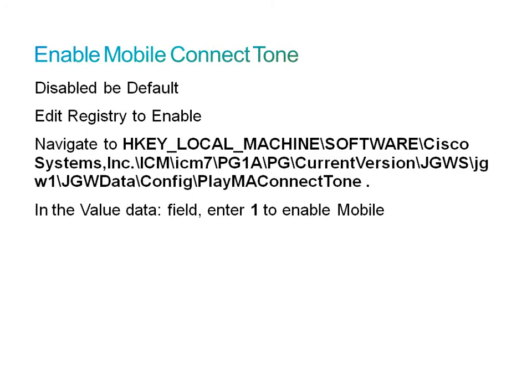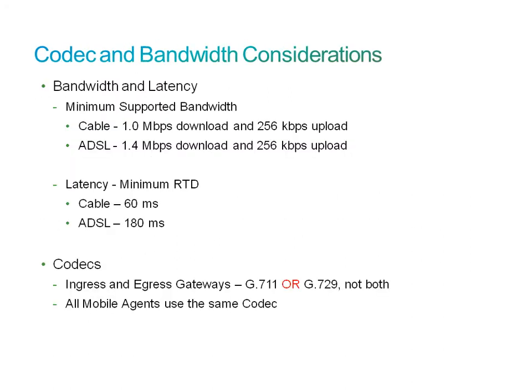In order for the mobile agent to hear a connect tone when the call is connected, you must change the Windows registry for the Key Play MA Connect Tone under the JTAPI GWPG registry entries. On the PG machine, open the registry editor, locate the value shown in this slide, and change the value to 1.